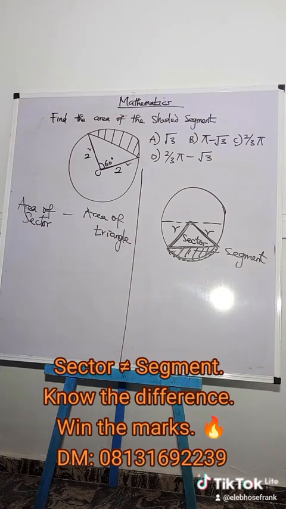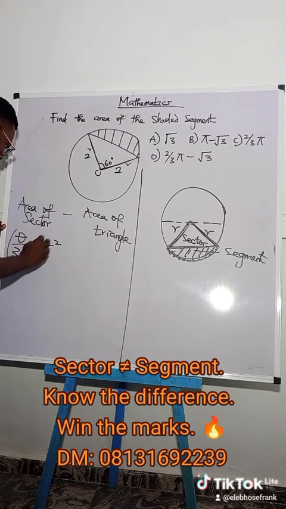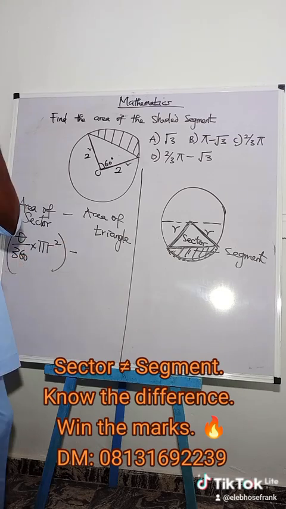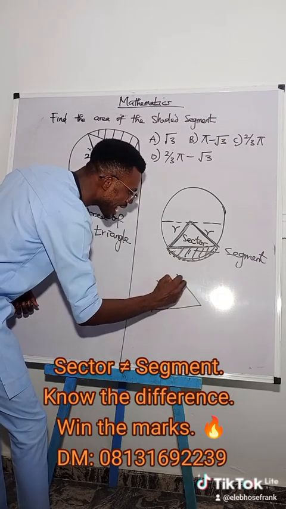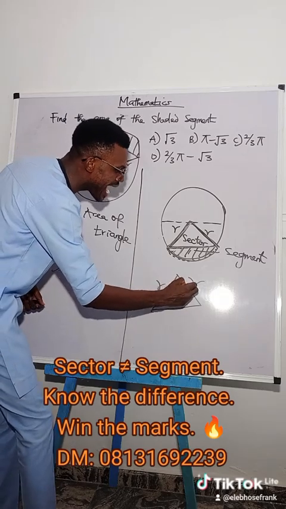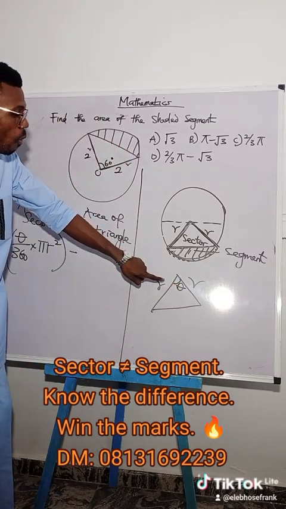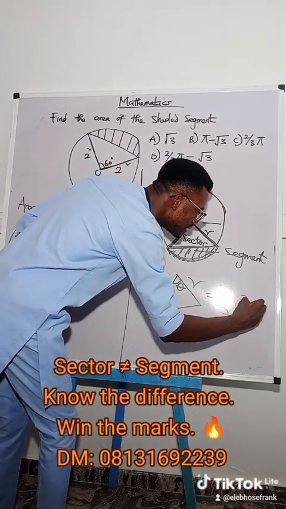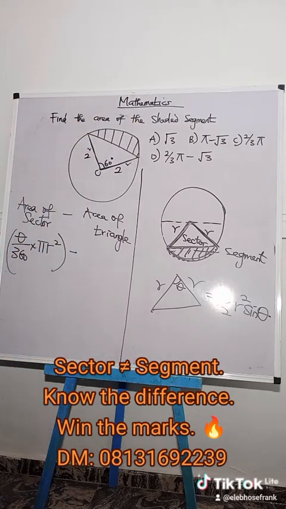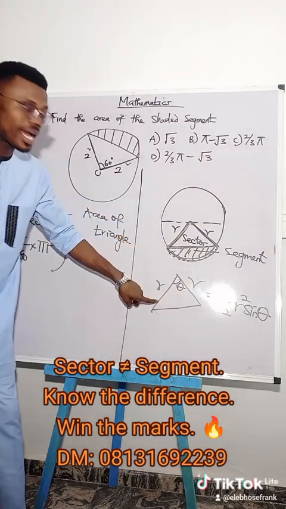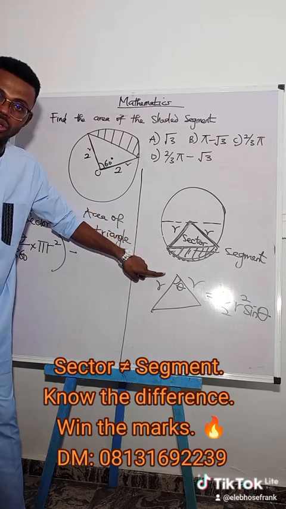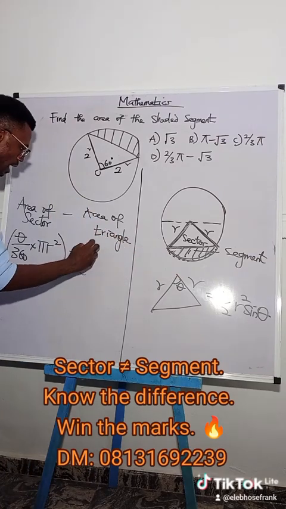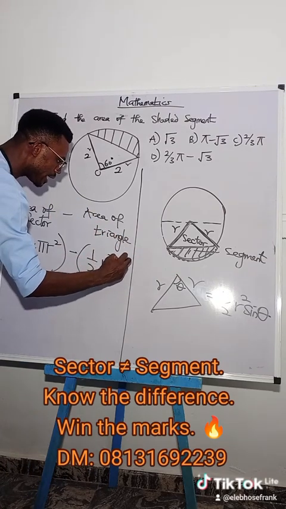What's the formula for the area of a sector? Theta over 360 times pi r squared, minus the area of a triangle. Take note, whenever you have a triangle where two sides are given, the radii, and an included angle between the two sides, the formula becomes half r squared sine theta. You use this to calculate the area of a triangle where two sides and an included angle are given.